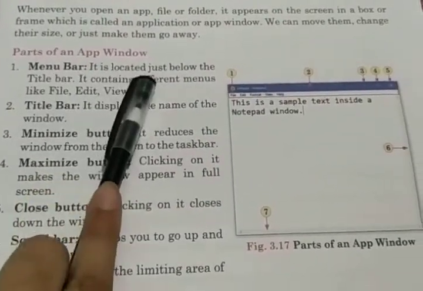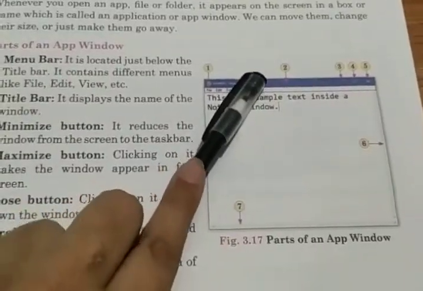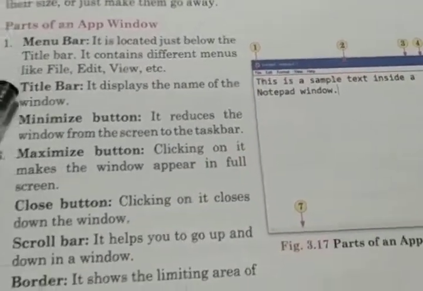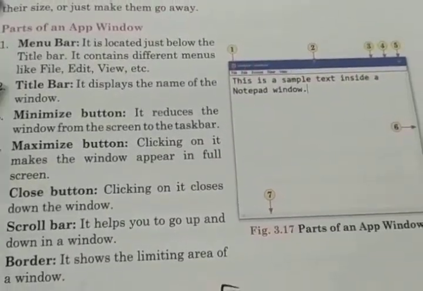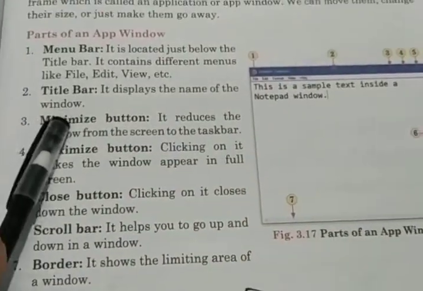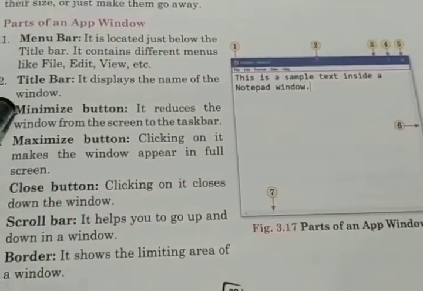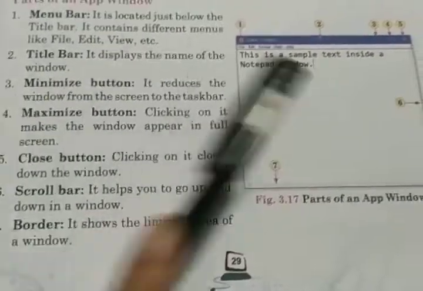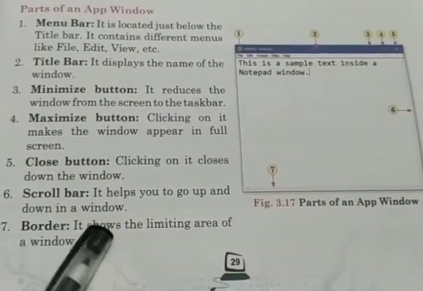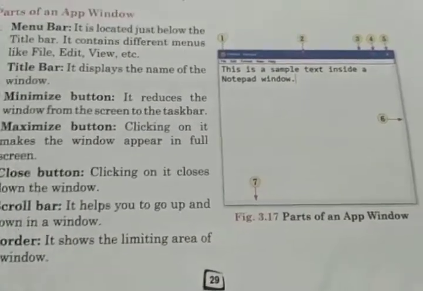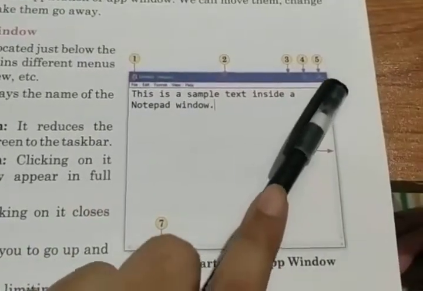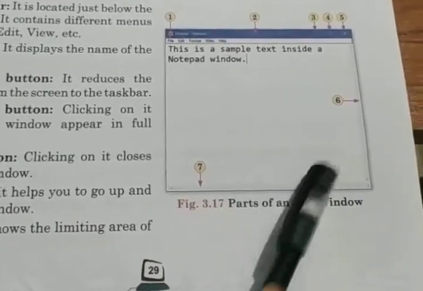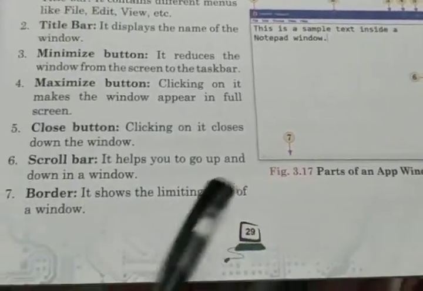Menu bar, it is located just below the title bar. So this is the title bar, and this is the menu bar where you get other options like file, edit, format, view, help, etc. Title bar will display the name of the window. Minimize button, it will reduce the size of the screen to the taskbar. Maximize will enlarge it to full screen. Close button will close the window. Scroll bar, it helps you to go up and down, and border, it shows the limiting area. So this is the title bar, this is the menu bar, this is the minimize, this is the maximize, this is the cross button, this is the scroll bar, and that's the border.